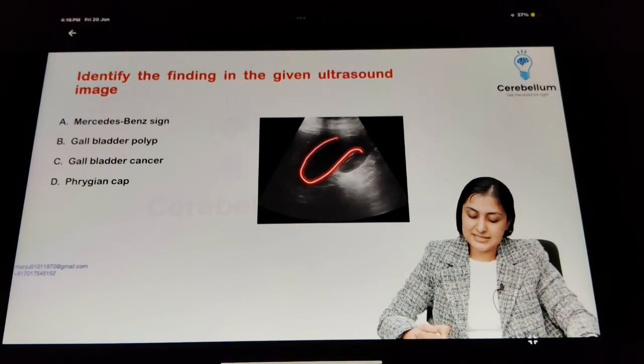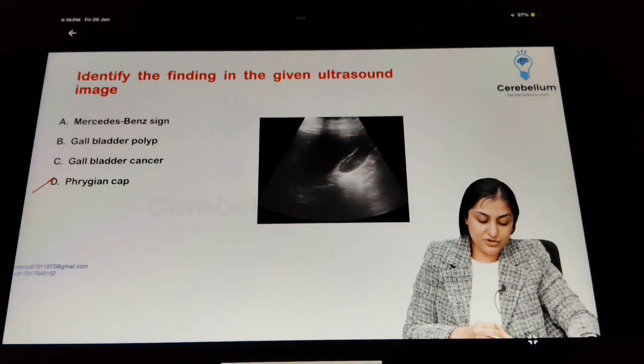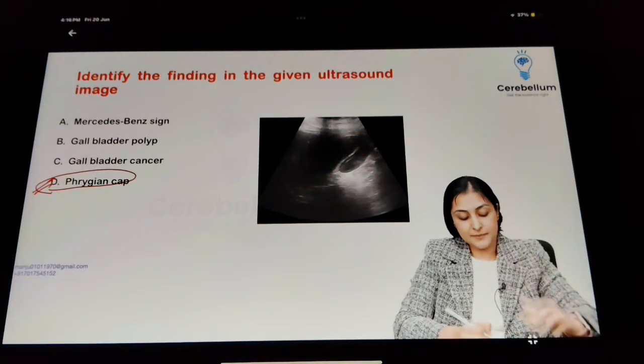What you see in this case, you can see CBD folded upon itself. This is nothing but the Phrygian cap. What is Mercedes Benz sign? So this is something that you see in gallstones.